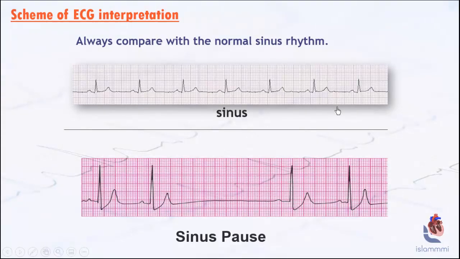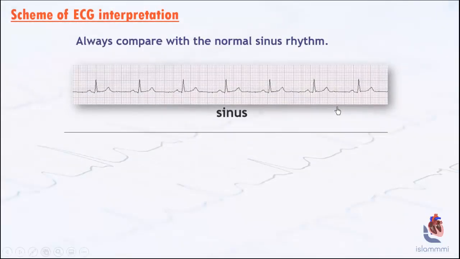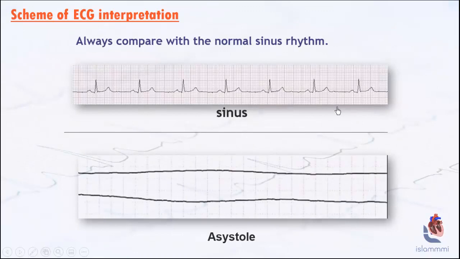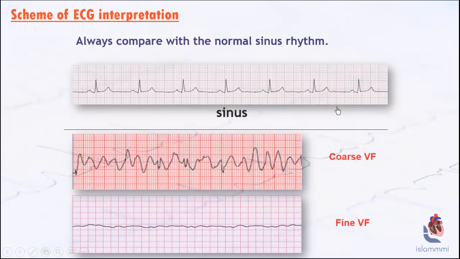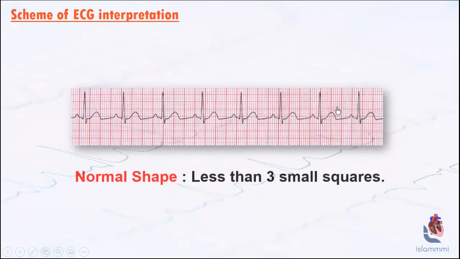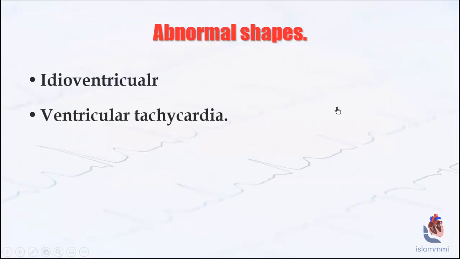This is sinus pause, as we said before: no R wave and no P wave. Or asystole, you have a flat line. Or ventricular fibrillation, no R wave like this, it's only a wavy line, whether it's coarse or fine. And then this is the normal shape of the QRS. Sometimes we have an abnormal shape, like idioventricular, ventricular tachycardia, and pacemaker, PVCs.